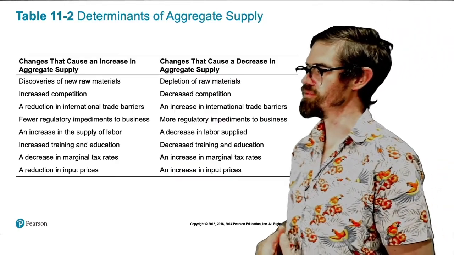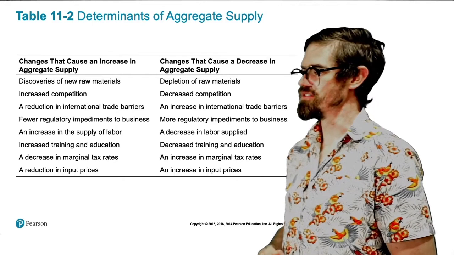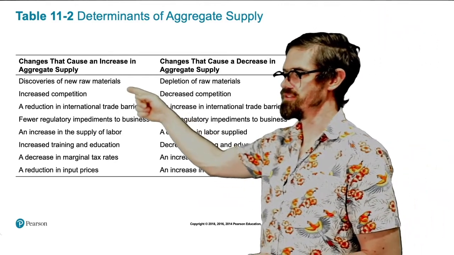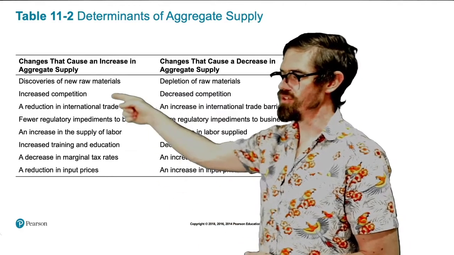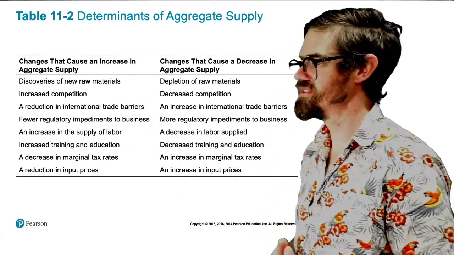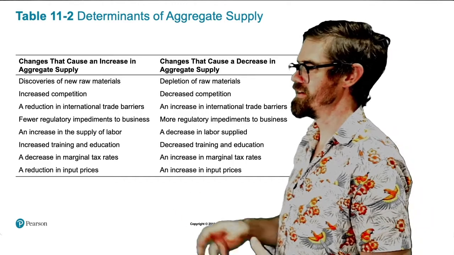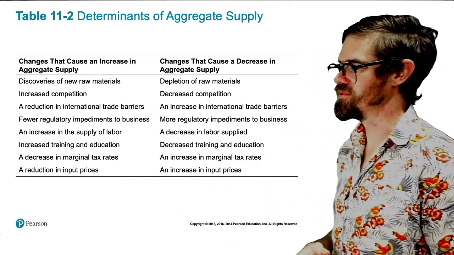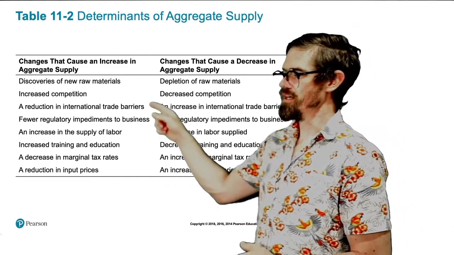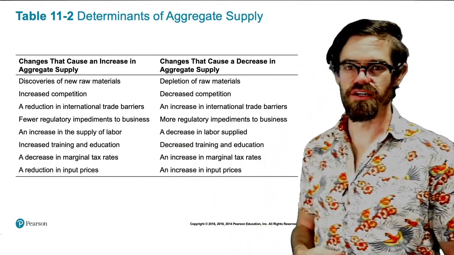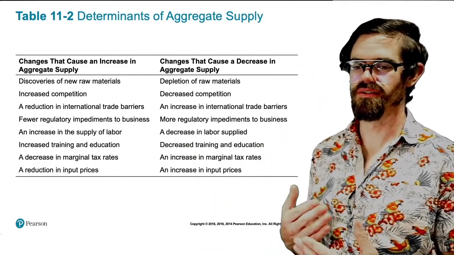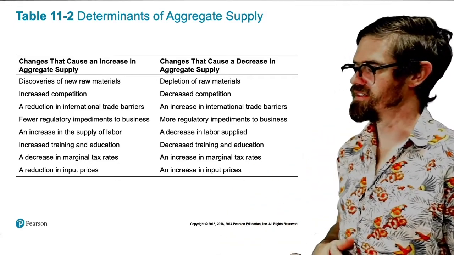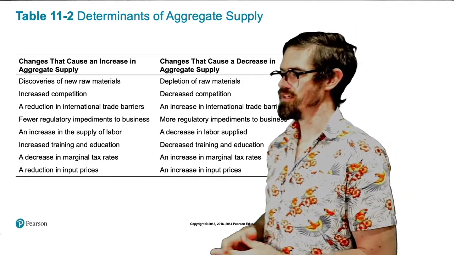Okay, so here's some examples of things that cause an increase in aggregate supply. So I already mentioned discoveries of raw materials. Increased competition can increase aggregate supply. Now keep in mind the opposite of these things would cause decreases in aggregate supply. Reductions in international trade barriers, right? So this causes costs of trading to go down, and so that allows us to be more productive.